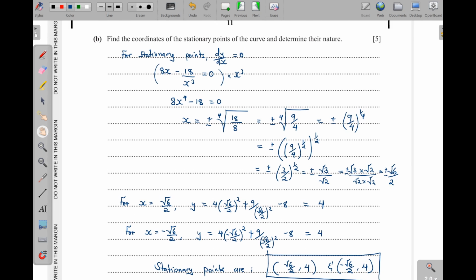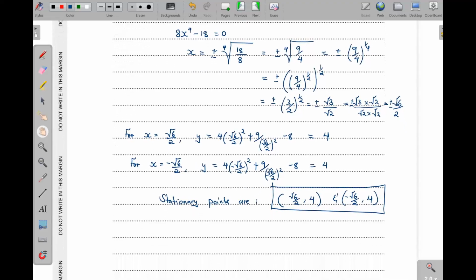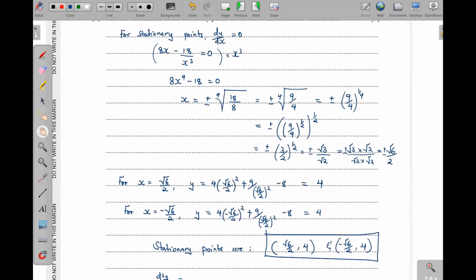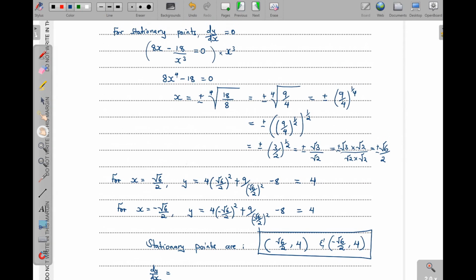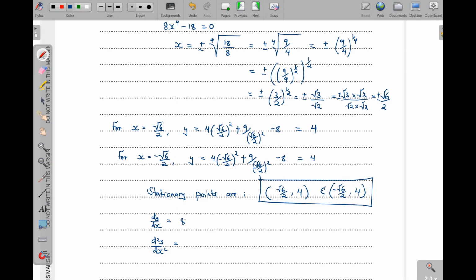Then they said, hence, determine their nature. So to determine the nature, we need to differentiate the second time. So the second derivative here is going to be, remember our dy dx. What is our dy dx? Dy dx is equal to 8x minus 18, then x to the power of negative 3. So here we shall get 8, and then this will be 54, then x power negative 4. So that will be that there.